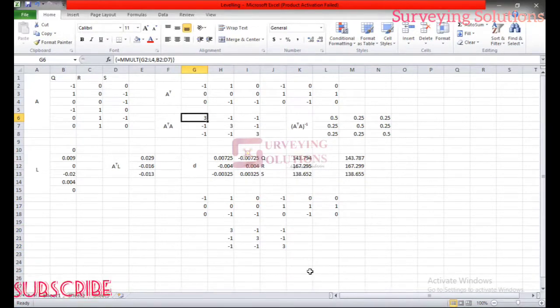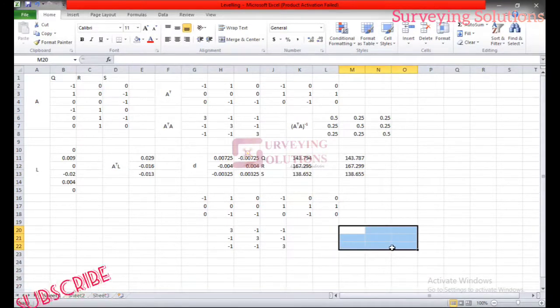Are we together? Then how do you get the inverse of a matrix? The same thing. Since this is a 3 by 3 matrix, the inverse will still give us a 3 by 3 matrix, right?